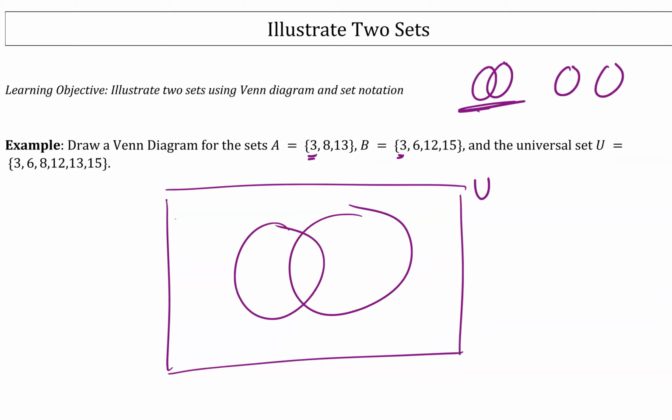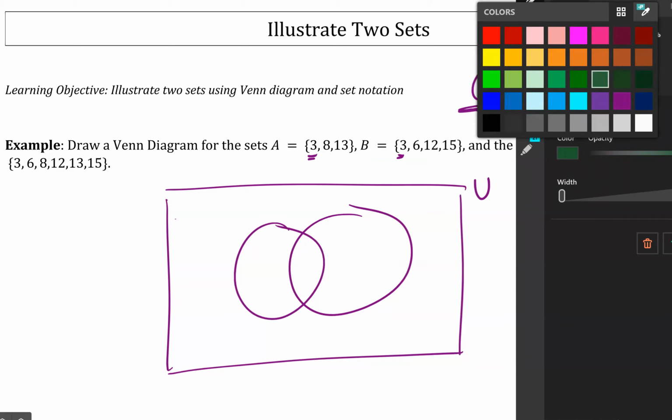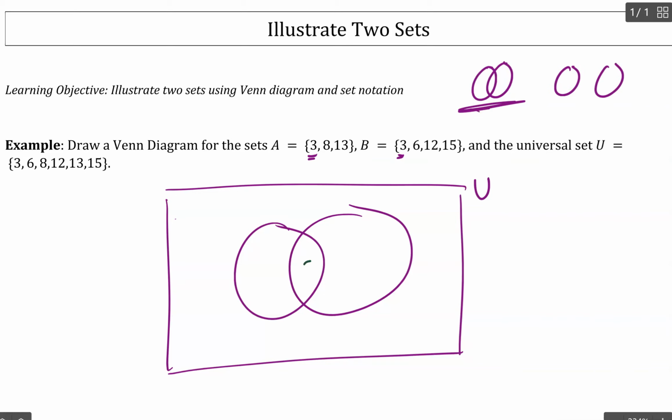So now I can actually start building my Venn diagram by putting that element that they have in common in the middle. So that will be my overlapping element. So I'll put a 3 right here. And then I'm going to just kind of mark off as I go so that I know I've gotten everything. So 3 is in the universal set as well. And then I'm going to label this A and this B.